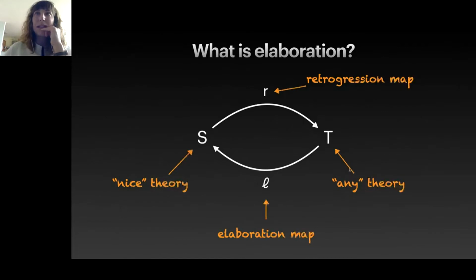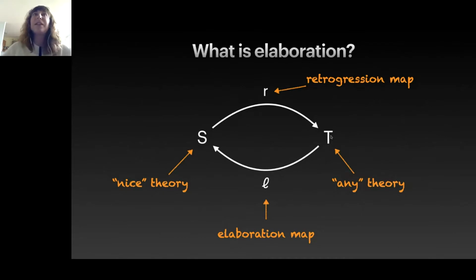Okay. So like I said, this is sort of any type theory. We want to construct a nice elaborated theory S and the elaboration map that sort of elaborates terms in T into terms in S. And then we have the retrogression map that sort of forgets the additional information. Okay. And this one will need to have some nice properties. So with this diagram, I will start with explaining what I mean by any theory T here. As I said, for me, this will be a finitary type theory. So let's take a look at that.